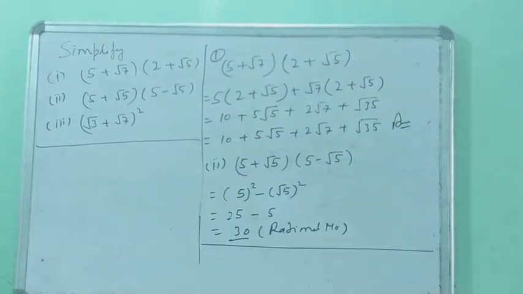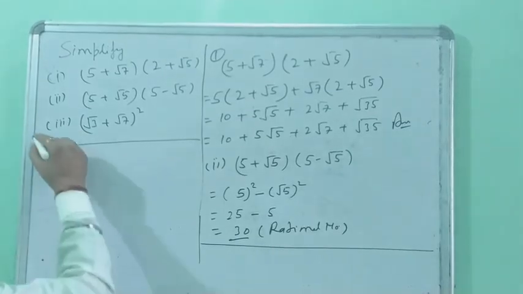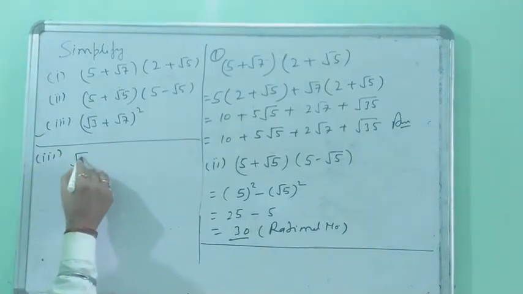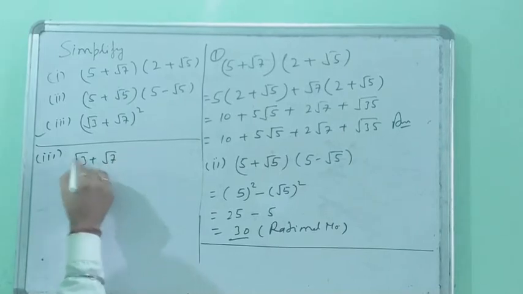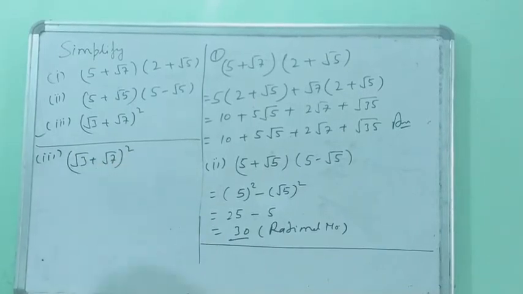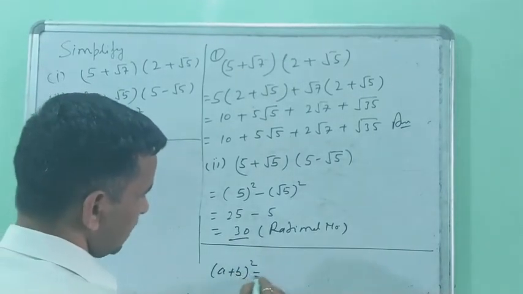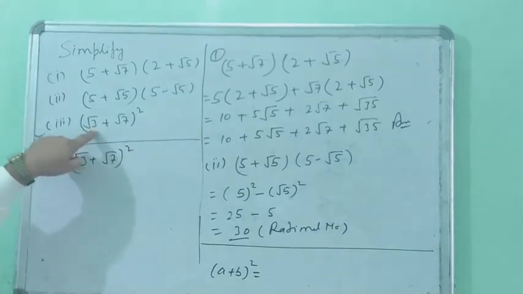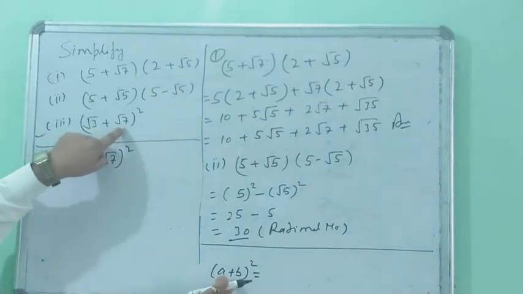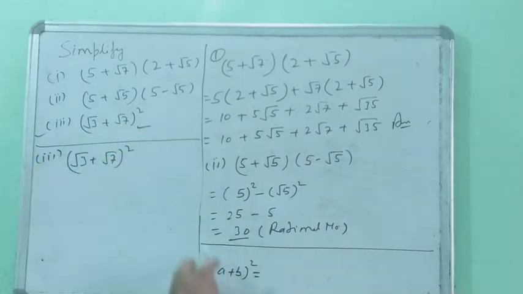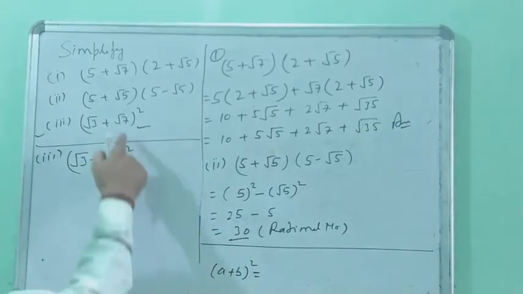Yes class, next, the third part question. The third part given here is root 3 plus root 7 whole square. So what value comes here? You have one identity here: a plus b whole square. What identity are we using? Place a as root 3 and b as root 7 in (a plus b) whole square. This is equating the identity with the question.